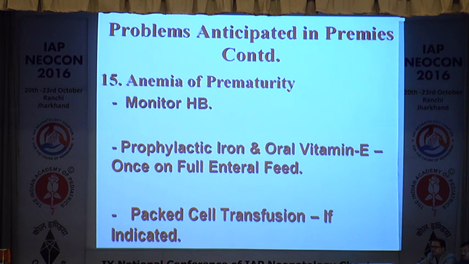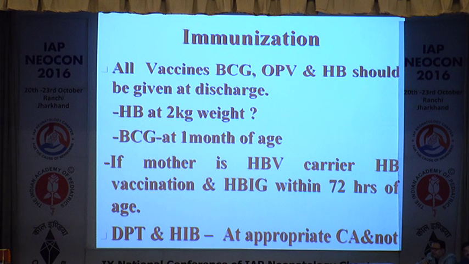PRBC may be required. So far as vaccines, in resource limited conditions, we recommend that all vaccines including BCG, OPV, and hepatitis B should be given at discharge. But the ideal is that when the weight becomes 2 kg, you give hepatitis B. When the age becomes 1 month, you give BCG. In the NICU your baby is not exposed to the environment, not exposed to these infections, so you can give at the time of discharge.